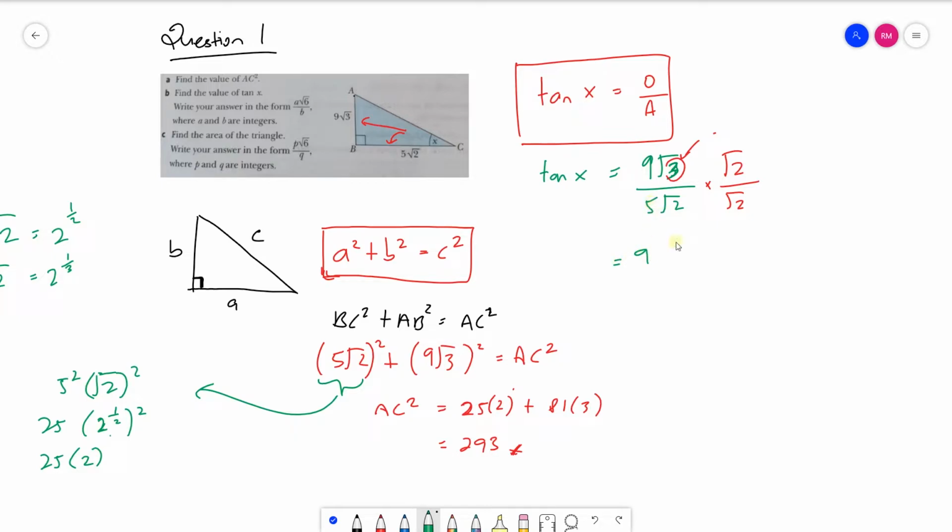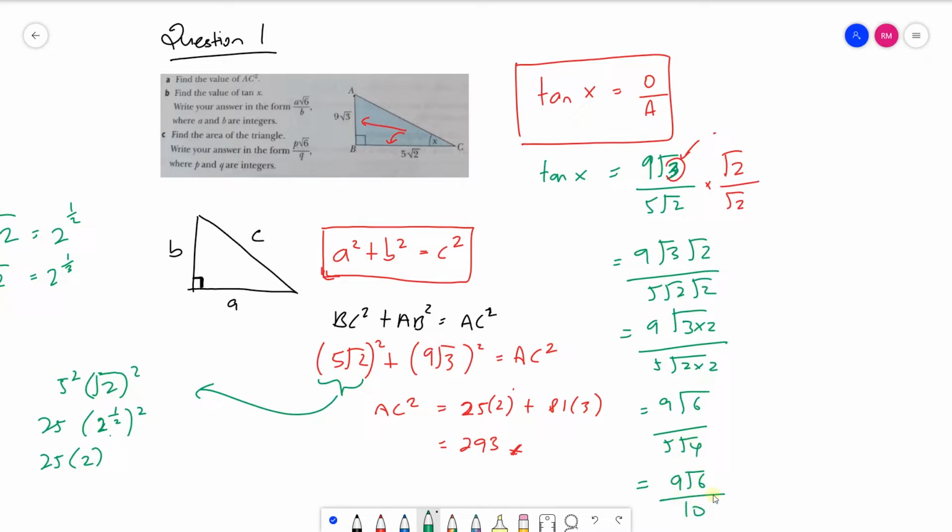So the answer is 9 surd 3 times surd 2 over 5 surd 2 times surd 2, where surd 3 and surd 2, according to one of the surd rules, remember, we can simply put it as 3 times 2, and this one is also the same thing, 2 times 2. Alright, so now it's going to be 9 surd 6 over 5 surd 4. And for this surd 4, the answer is 2, correct? So 2 times 5 is equal to 10. So 9 surd 6 over 10, we managed to find the answer already.